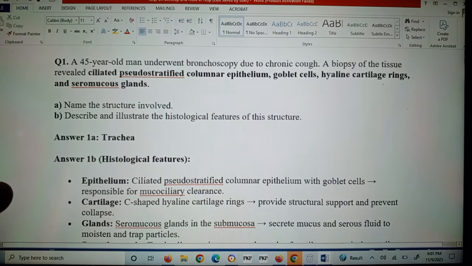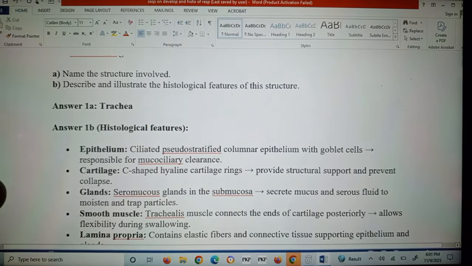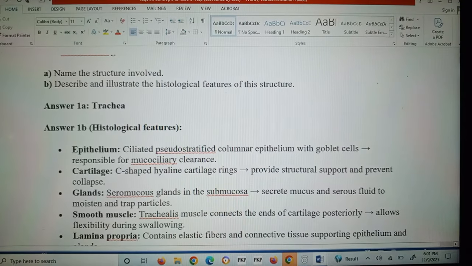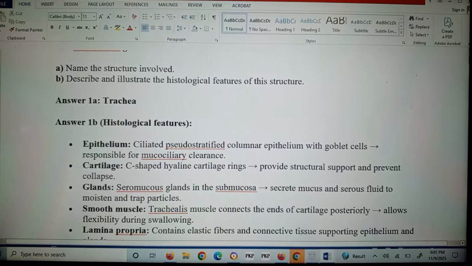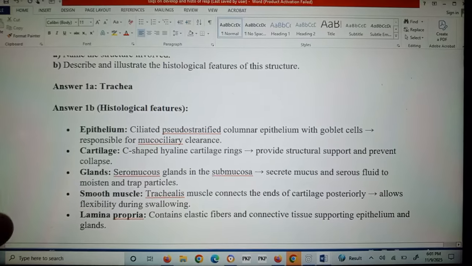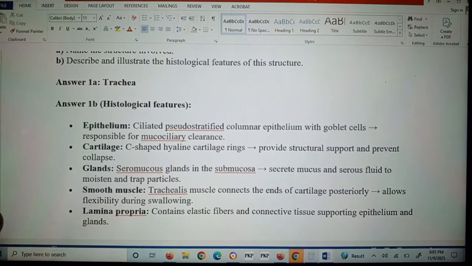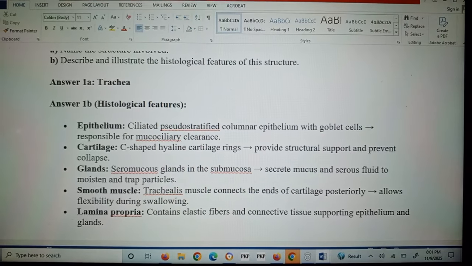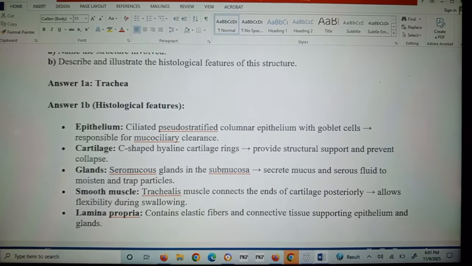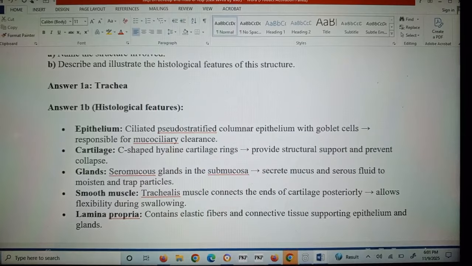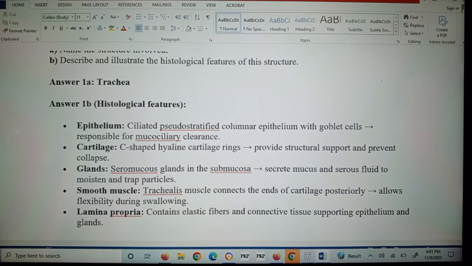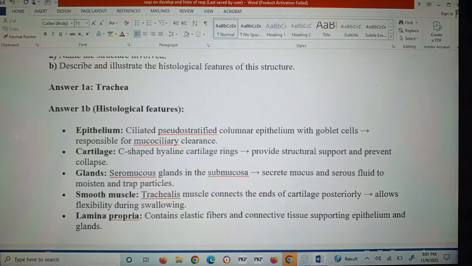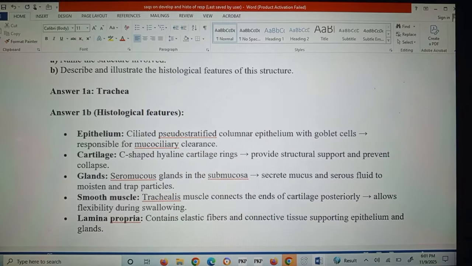Describe and illustrate the histological features of the structure. You need to draw a diagram or a figure from the Difiore atlas. First, you have to give the explanation also, because that will be comprising of the 3 marks. Epithelium will be ciliated pseudostratified columnar epithelium with the goblet cells, which are responsible for the mucociliary clearance. Cartilage is C-shaped. Hyaline cartilage rings provide structural support and prevent collapse.